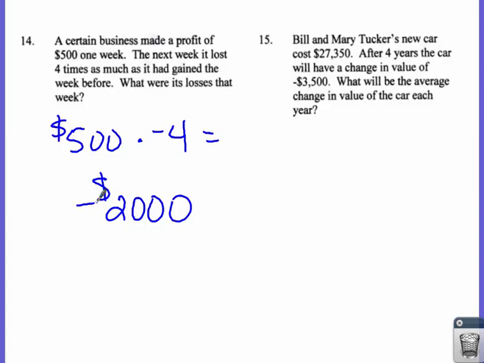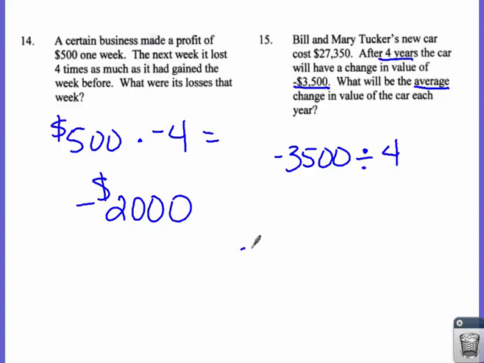Last question. Bill and Mary Tucker's new car cost $27,350. After 4 years, the car will have a change in value of negative $3,500. What will be the average change in value of the car each year? Well, we're looking at just the amount of change. So we're going to do negative $3,500. Average means to divide, and it's over a 4-year period, so we divide by 4.